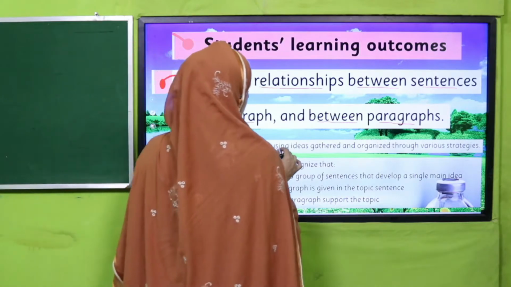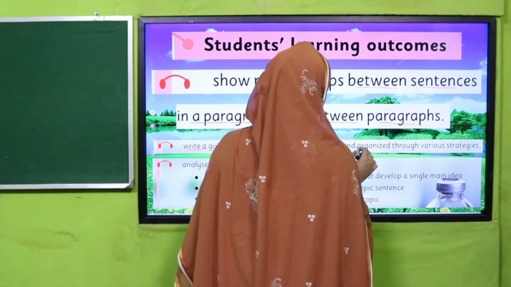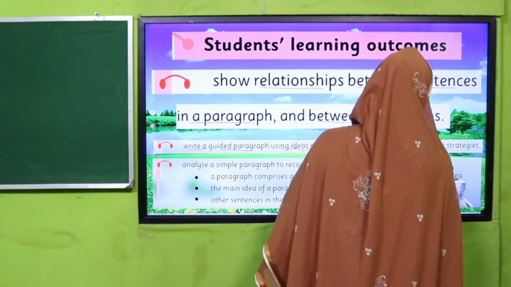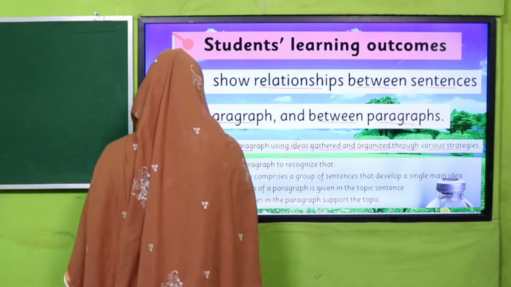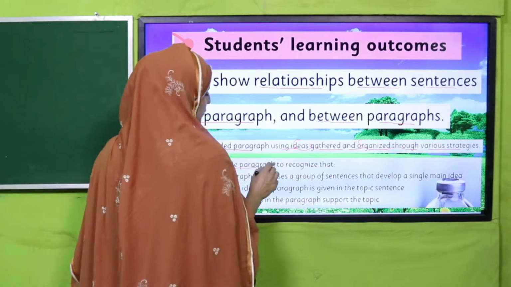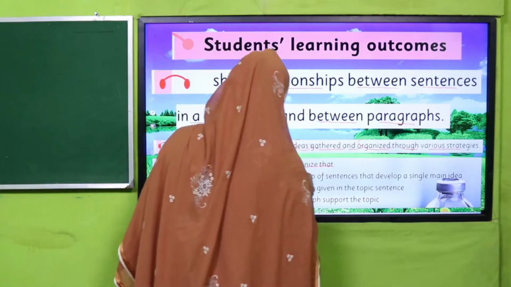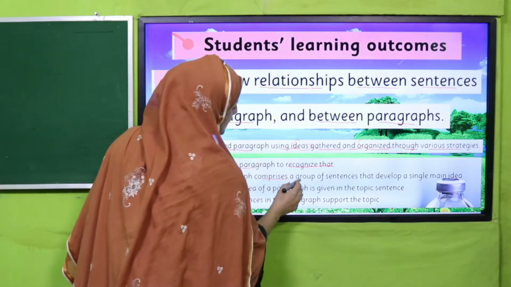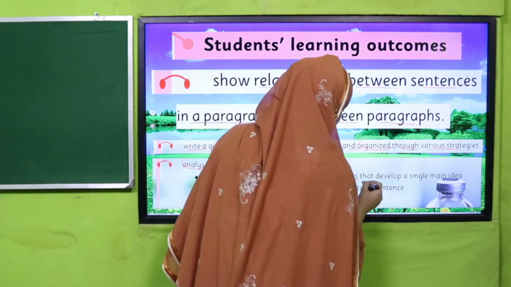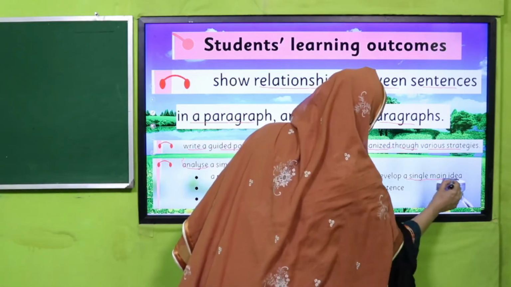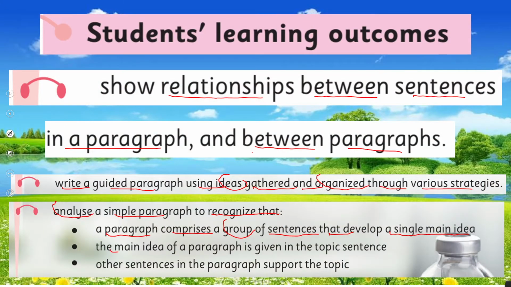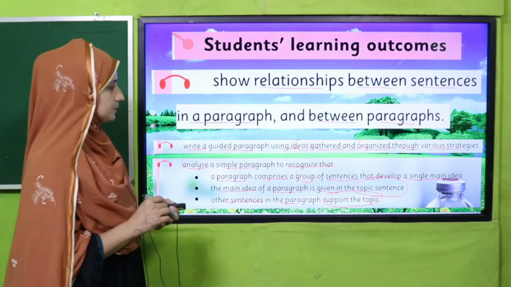Our today's learning outcomes are: show relationships between sentences in a paragraph and between paragraphs. Write a guided paragraph using ideas gathered and organized through various strategies. Analyze a simple paragraph to recognize that a paragraph comprises groups of sentences that develop a single main idea. The main idea of a paragraph is given in the topic sentence. Other sentences in the paragraph support the topic. Today we cover that.